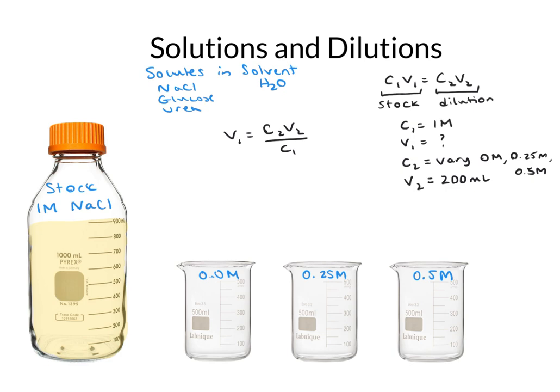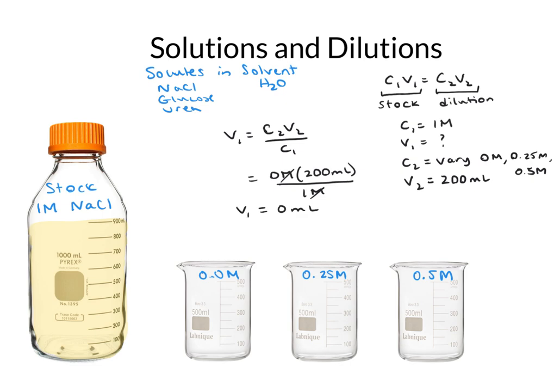All right, so let's say for our first equation, we're going to make our 0 molar dilution. So we know that our C2 is going to be 0 molar, and you always have to include the units when you're writing out equations to make sure that you're doing it correctly. V2 is 200 milliliters, and it's all over 1 molar. So we can cancel out the molar, so our final unit is going to be in milliliters, which is correct, and it is 0 milliliters.